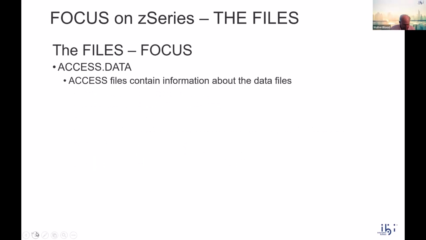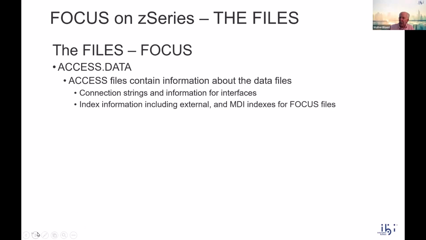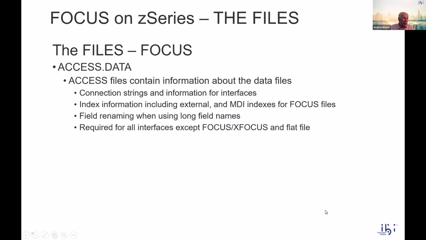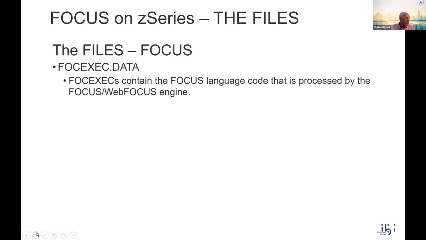We also have access.data, which is basically going to provide access files. These are typically files that contain information about the data files that we're working with. They're associated primarily with master files, part of the synonym. And they will contain connection strings. They might contain information about external indexes and MDI indexes for Focus files. If there is field renaming for long field names going on, it could be stored here. It's going to be required for all data interfaces except Focus and XFocus and flat files. Focus and XFocus can use them, but it's not necessary. You can create them manually, with an auto tool, or using create synonym.